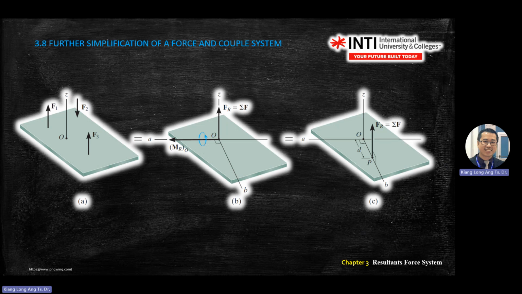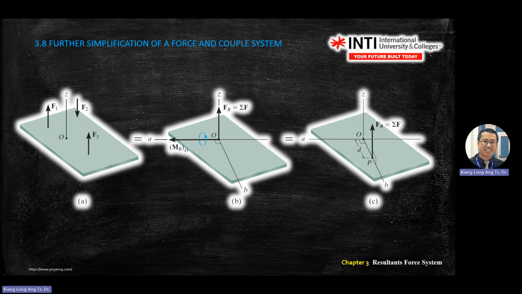So how to cancel the thing? How to add this moment into the diagram? How to transfer this one in the force term? How to transfer this MO anti-clockwise moment? You can just shift your FR along the B axis. Then you will create an anti-clockwise moment, right? You are not changing the forces, but you are doing an equivalent of this moment.